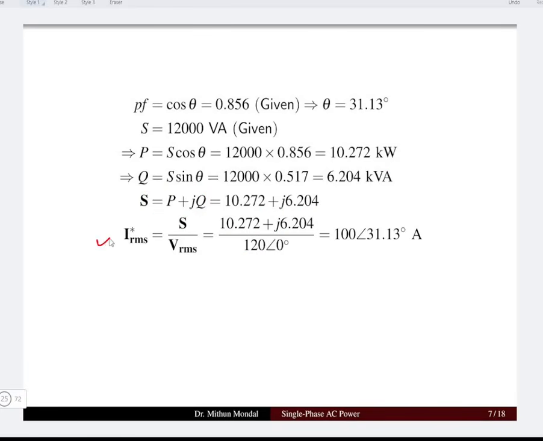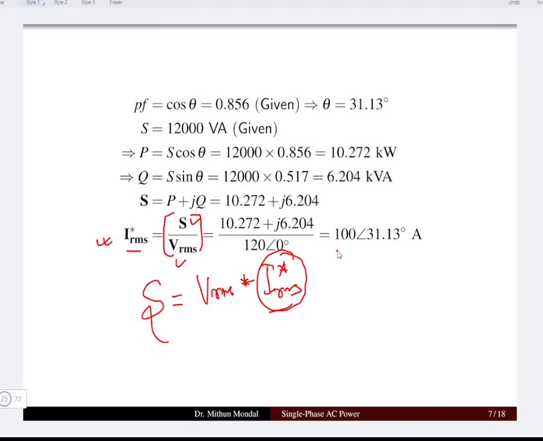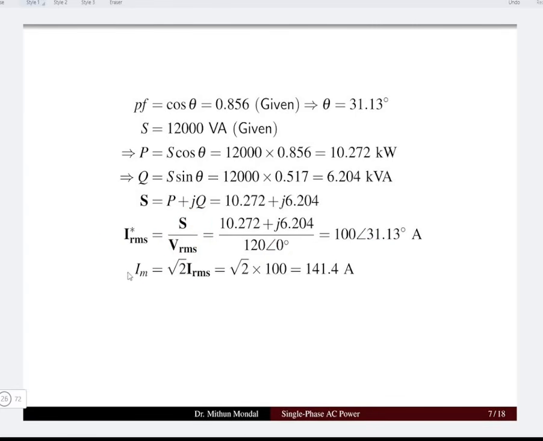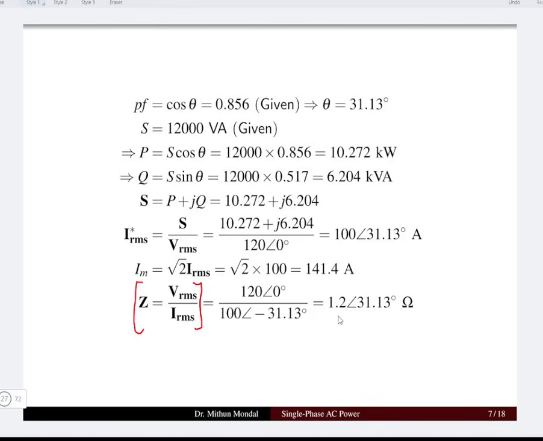We can determine the current conjugate from the formula that we know: the complex power S is nothing but the RMS voltage multiplied with the conjugate of the RMS current. So the RMS current conjugate we can easily compute from the complex power divided by VRMS, which gives us 100 angle 31.13. The maximum value of the current is nothing but root 2 multiplied with the RMS value, which gives 141.4 ampere. Then the impedance is nothing but VRMS by IRMS, which gives 1.2 angle 31.13 milliohms.